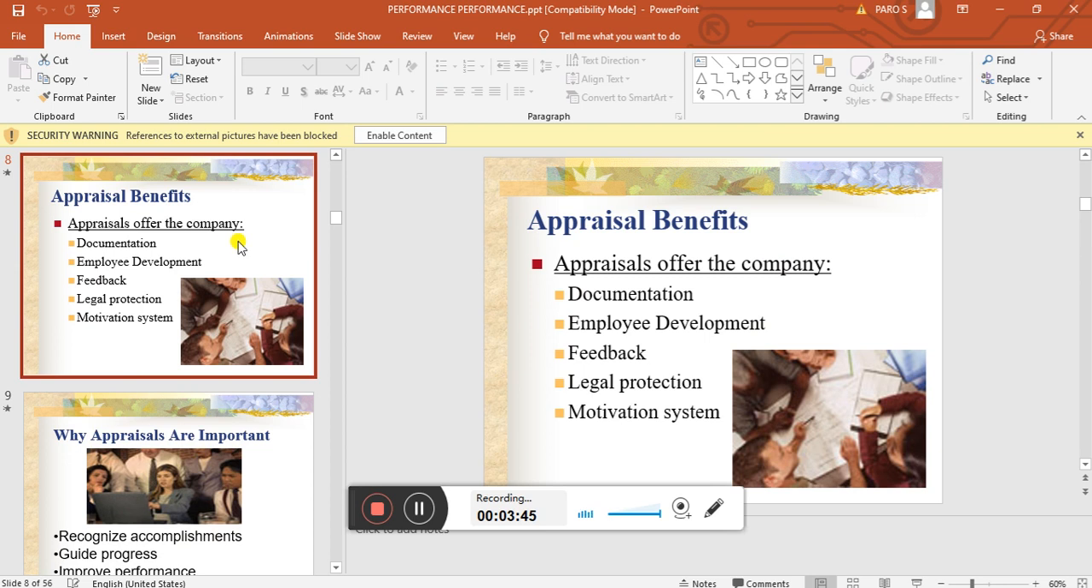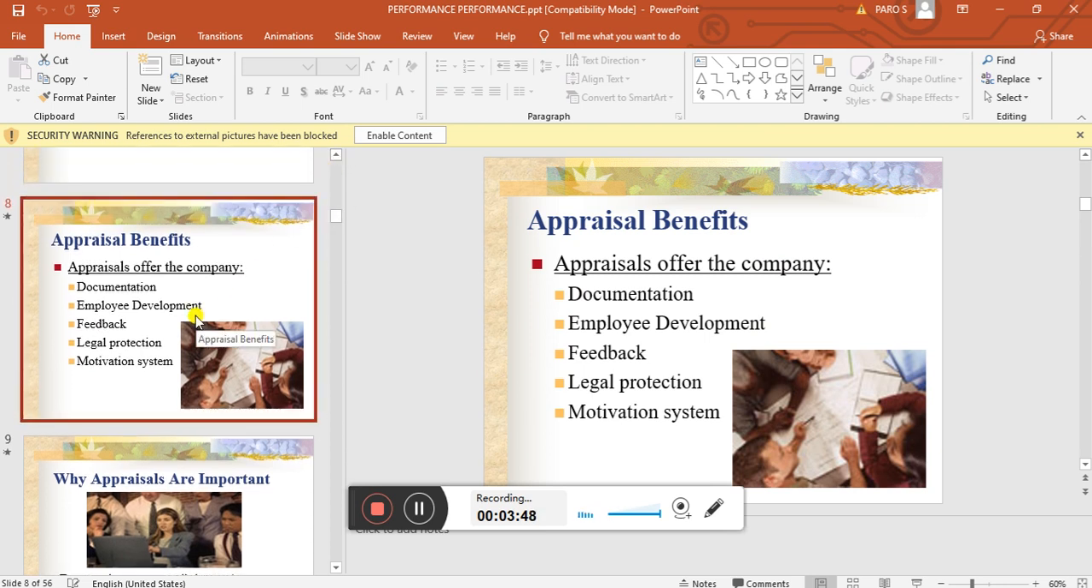Now, what does the appraisal offer to the company? Earlier we discussed the benefits for an individual. Now, what are the appraisal benefits for the company? As far as companies are concerned, this helps in documentation, employee development, feedback about each and every employee, and legal protection. If we are firing any employee, or giving them a demotion after the performance appraisal, in order to secure our position, this is a kind of legal protection we can get after the performance appraisal procedure. And of course, if he or she is performing well, this is a motivation system.